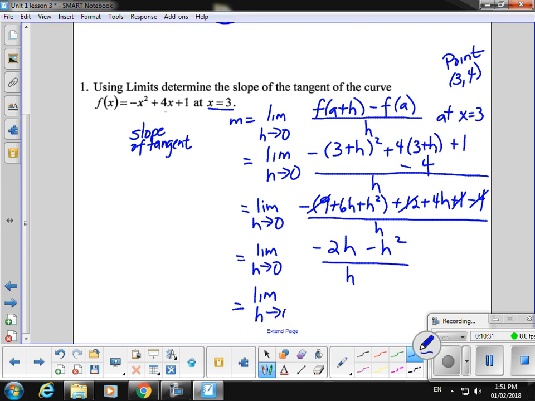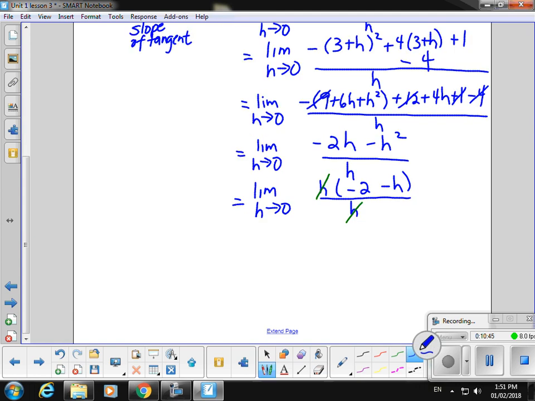The limit as h approaches 0. If I factor out an h, I have negative 2, subtract h over h. Ta-da! I have divided out h from top and bottom. I have gotten rid of that difficulty of 0 over 0, and now I'm just going to substitute h is 0 at this point. So I don't have to write the limit as h approaches 0 anymore. I just put a 0 right here, and I am left with negative 2. The slope of the tangent is negative 2 at the point 3, 4.